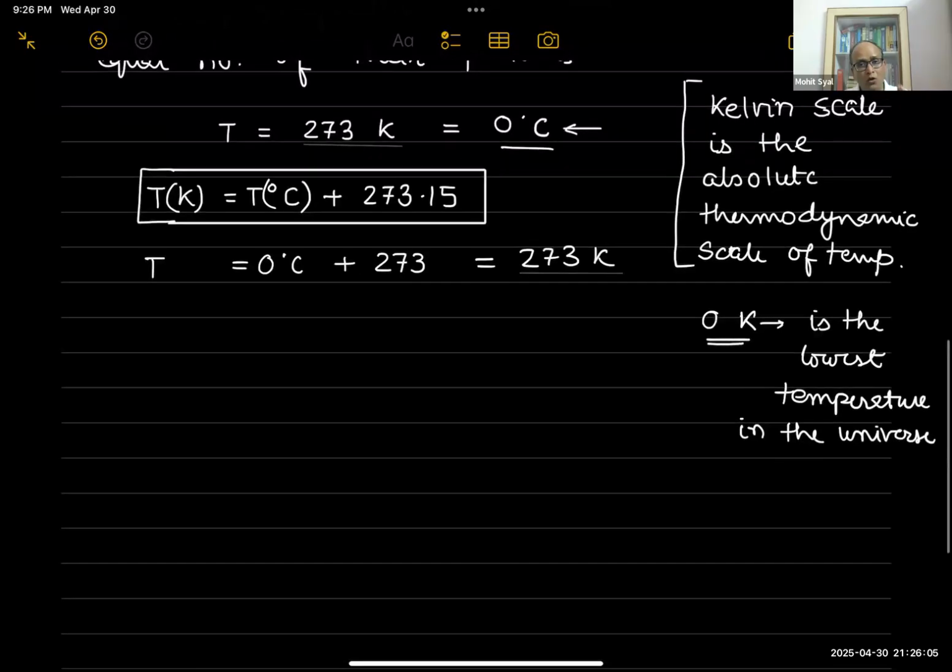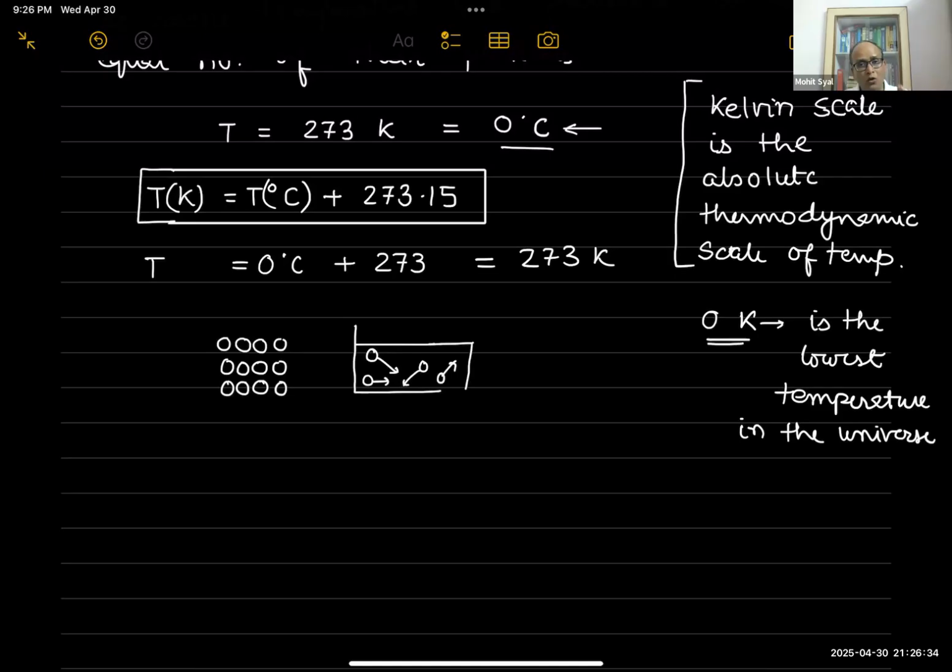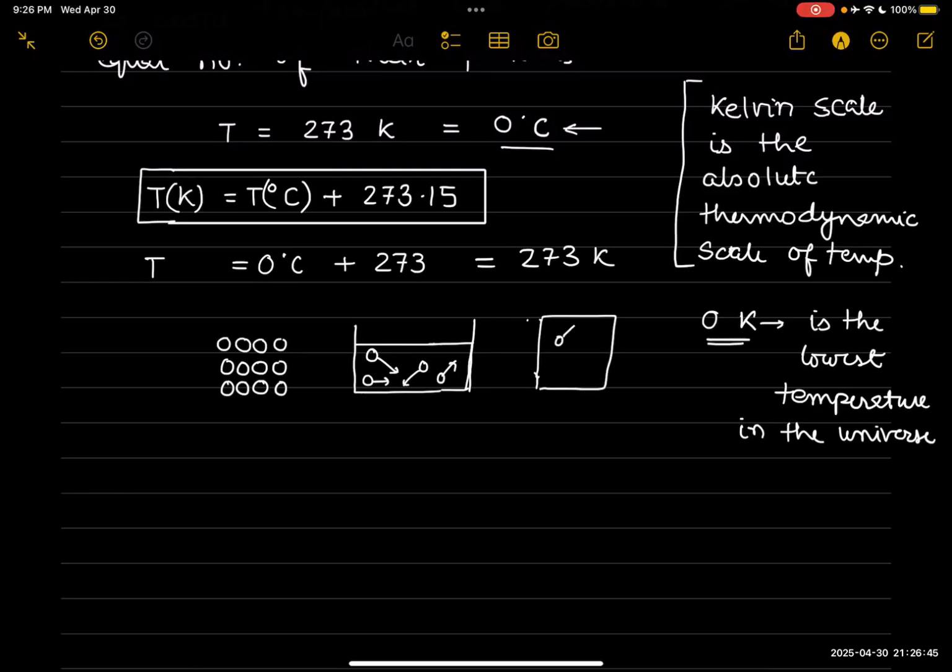Normally, in your class 10th, you might have studied that in a solid, the particles are fixed and do not move from place to place, they just vibrate. In the liquid, the particles are moving within the liquid. In the gas, the particles are moving throughout the container, up and down and everywhere.